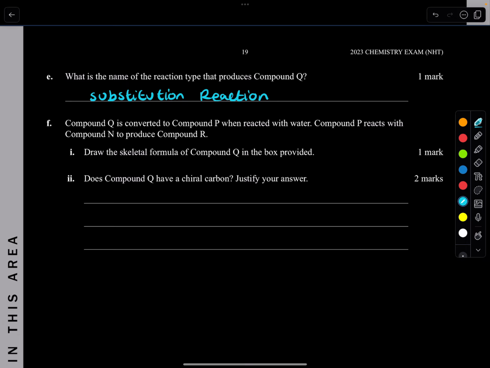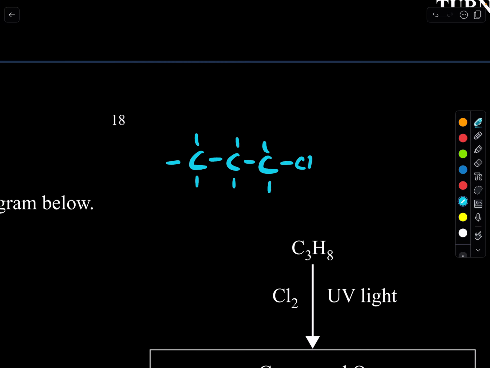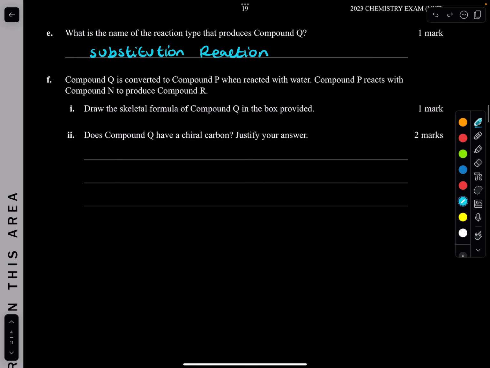Does the compound Q have a chiral carbon? Justify your answer. Let's have a look. Remember, for it to be a chiral carbon, the carbon has to have 4 different groups around it. So here, look at this. Let's look at this carbon here. We can see that they have 2 of the same, like hydrogen and hydrogen. So the groups, nope, that doesn't work. Also the same with this, and also the same with this. There are no 4 different groups around it. So yeah, compound Q does not have any chiral carbons.